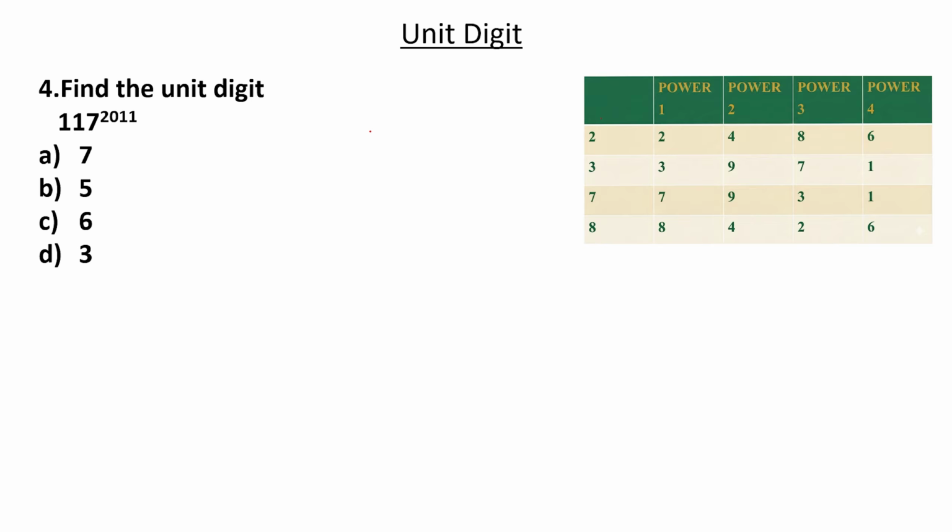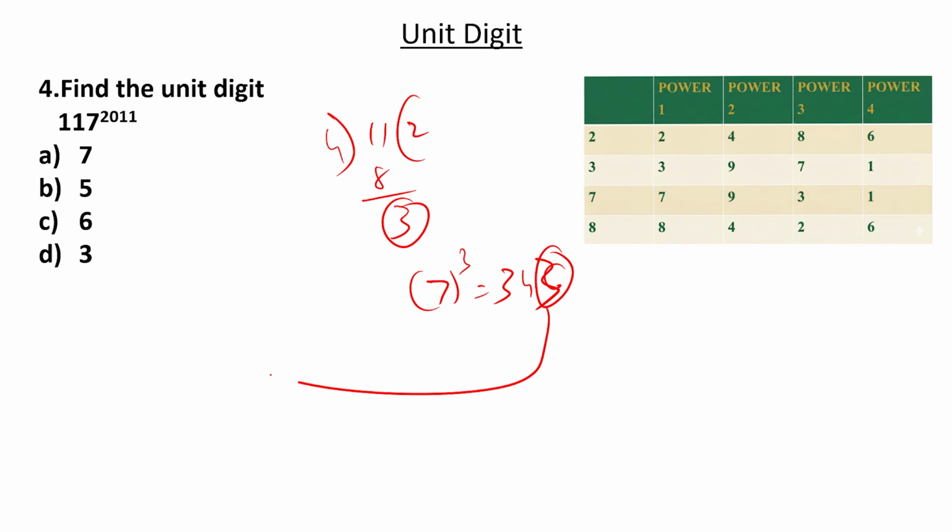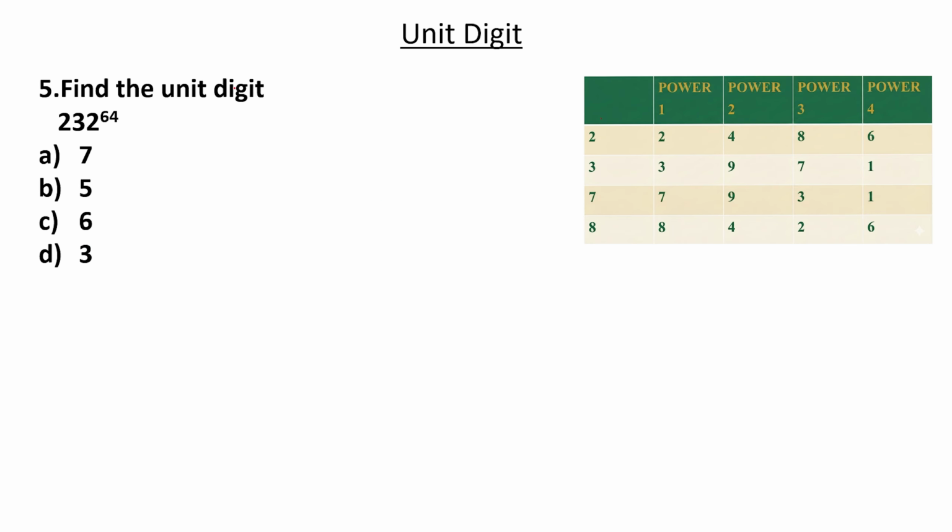We can just do the same. 11 divided by 4. 4 2s are 8. We'll get 9, 10, 11, 3. So 7 power 3, same 343. And 3 is our answer. You understand, right? That's it. Let's move on to the next question.